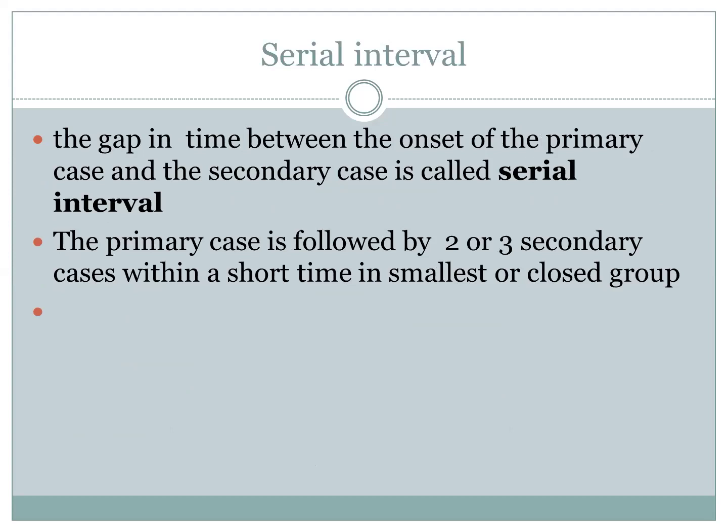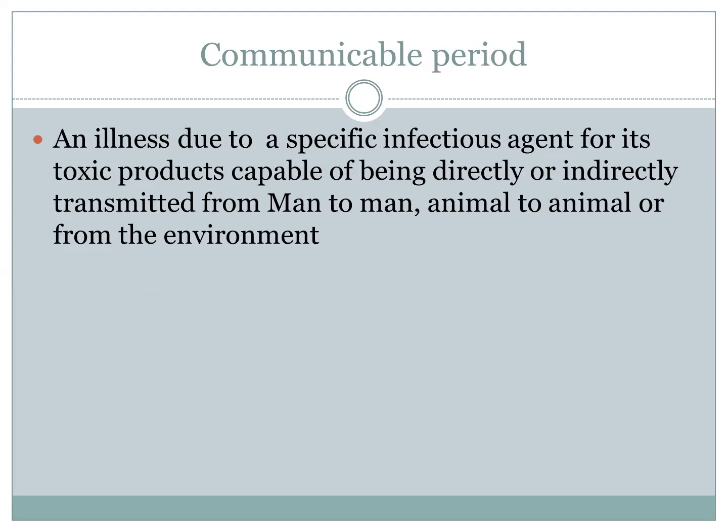Okay, so serial interval. Serial interval is the gap in time between onset of primary case and secondary case. The primary case is followed by 2 or 3 secondary cases within a short time period in a small group. Communicable period. Any illness due to specific infectious agent or its toxic products capable of being directly or indirectly transmitted from man to man, animal to animal, or from the environment.